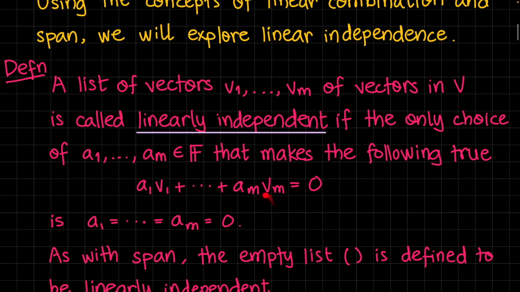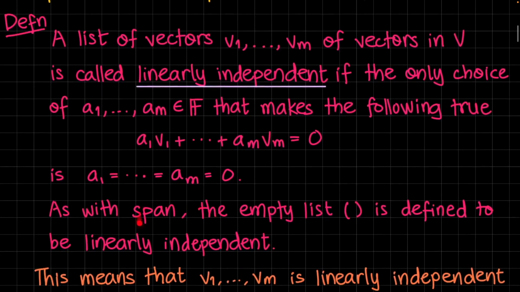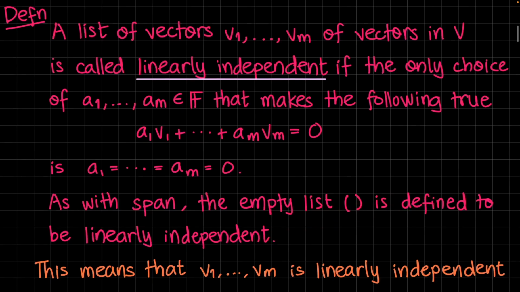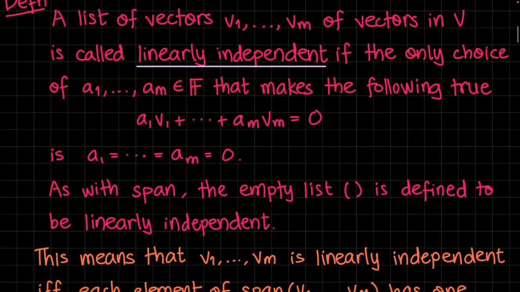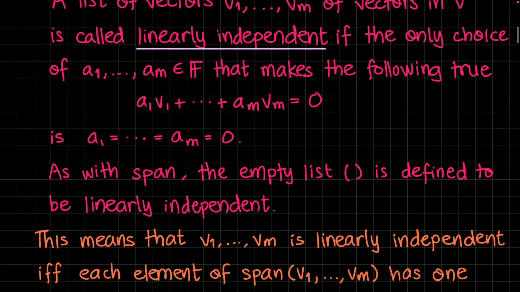So what that means is a list of vectors is called linearly independent if the only way to write 0 as a linear combination of the vectors in that list is if each of those combination coefficients or scalars is 0. And as with span, the empty list is defined to be linearly independent, just like the span of an empty list was just the trivial 0 element. The empty list is defined to be linearly independent.